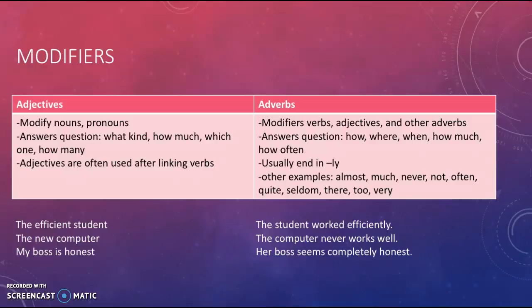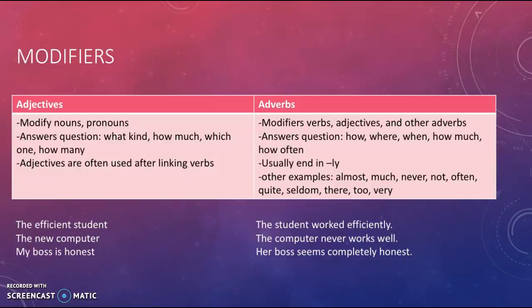Adverbs are a little different in that they will modify a verb, another adjective, or another adverb. And so probably the way that you learned about this in elementary and high school was that most adverbs will end in ly, and that's usually the case. They will answer questions like how, where, when, how much, and how often.